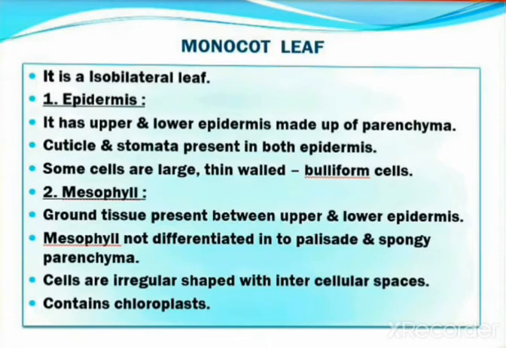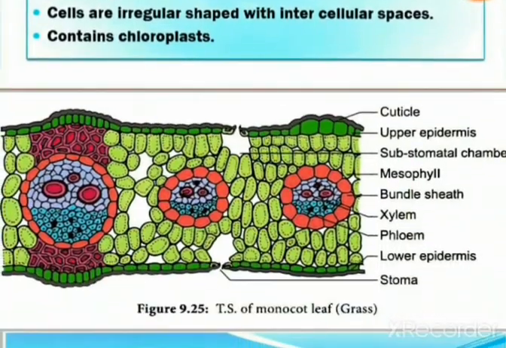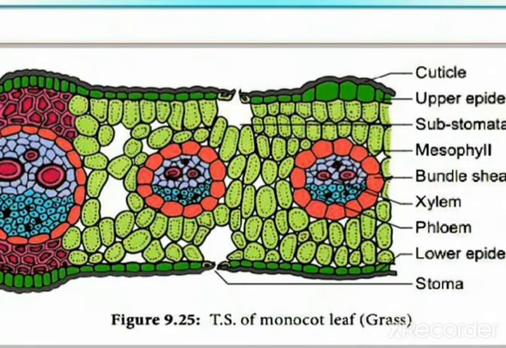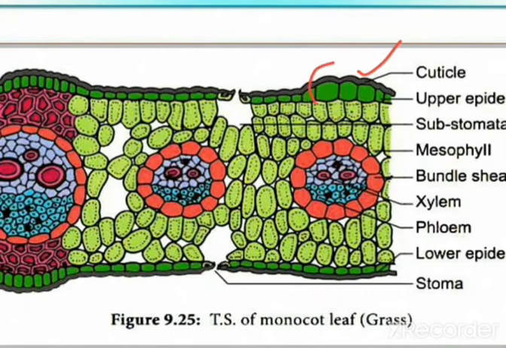Okay. First, epidermis. Like a dicot, it has an upper and lower epidermis made up of parenchyma cells. Cuticle and stomata are present in both epidermis. Some cells of the epidermal layer are thin-walled, and those cells are called bulliform cells. So some cells which are larger are called bulliform cells. Is it clear?